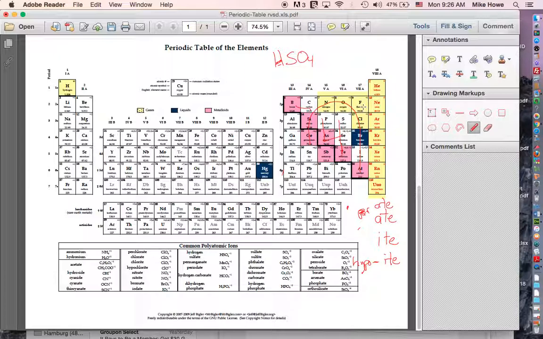So the charges go 1, -1, -2, -3. Then it starts at -2 again, then -3. So it goes 1, 2, 3, 2, 3. So that's one way to memorize the charges. 1, 2, 3, 2, 3.